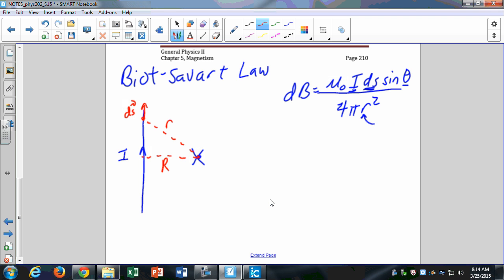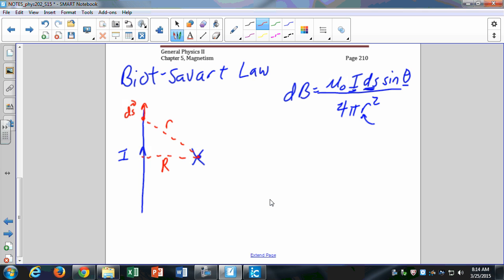All right, so I'm going to have a magnetic field that's into the page at this point that's due to this vector, this little element of wire, this differential element ds, is going to be into the page. Now I can integrate from here all the way to infinity. This is an infinitely long wire, and I'm going to get a magnetic field at this point.